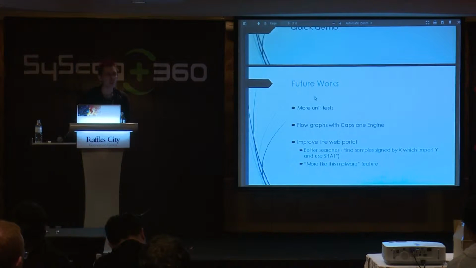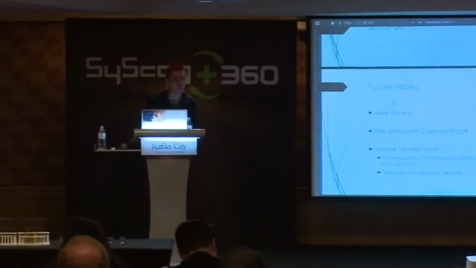I'd like to have better search functionality, to be able to look for samples that have particular characteristics, like having SHA-1 constants and some particular combination of imports. And if I get enough samples uploaded, then I may be able to work on clustering features, like "show me more malware samples like this one." So please don't hesitate to come and talk to me if you're interested in this project. And thanks for listening to me.